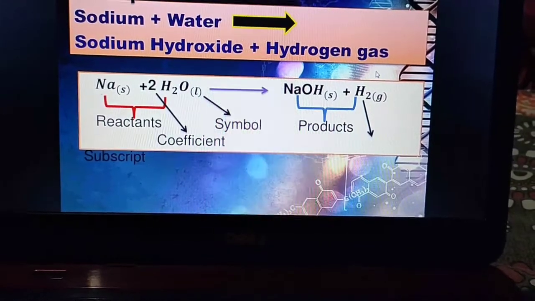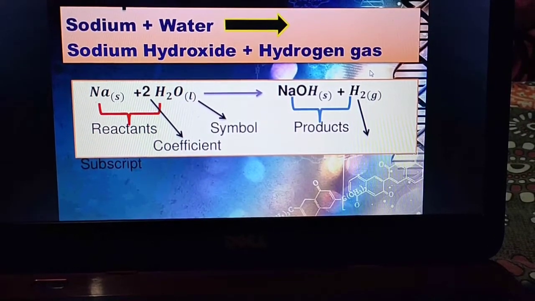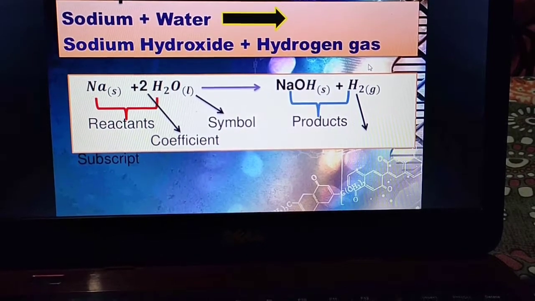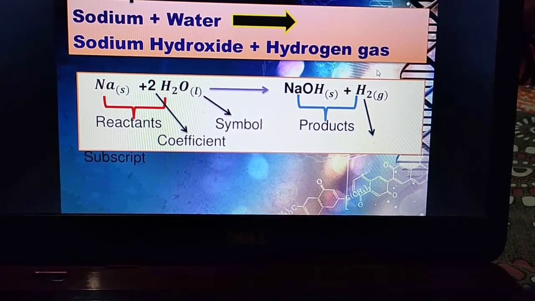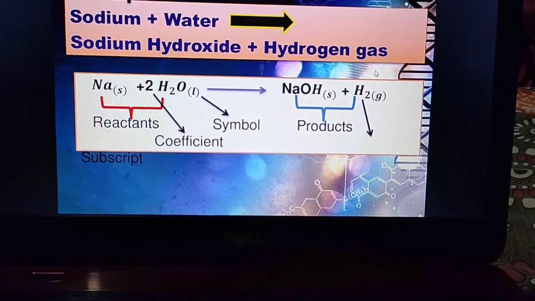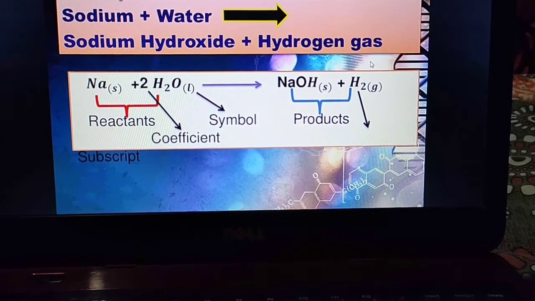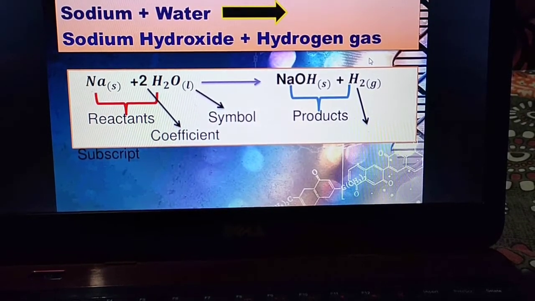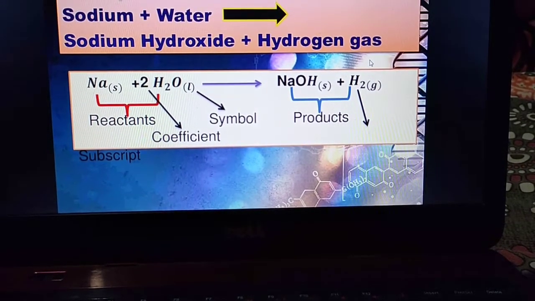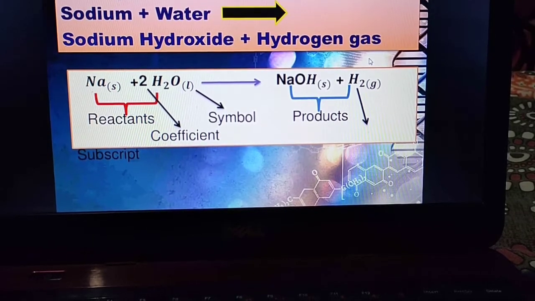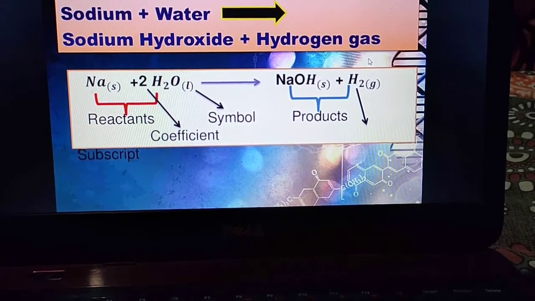Now you see this reaction. This is one example: sodium plus water gives out sodium hydroxide plus hydrogen gas. Suppose this word equation is given and you have to write it using symbols and formulas. You know the symbol of sodium is Na, plus you write water. What is the chemical formula of water? That is H2O. Then it gives out, it produces sodium hydroxide, that is NaOH, plus hydrogen gas released.